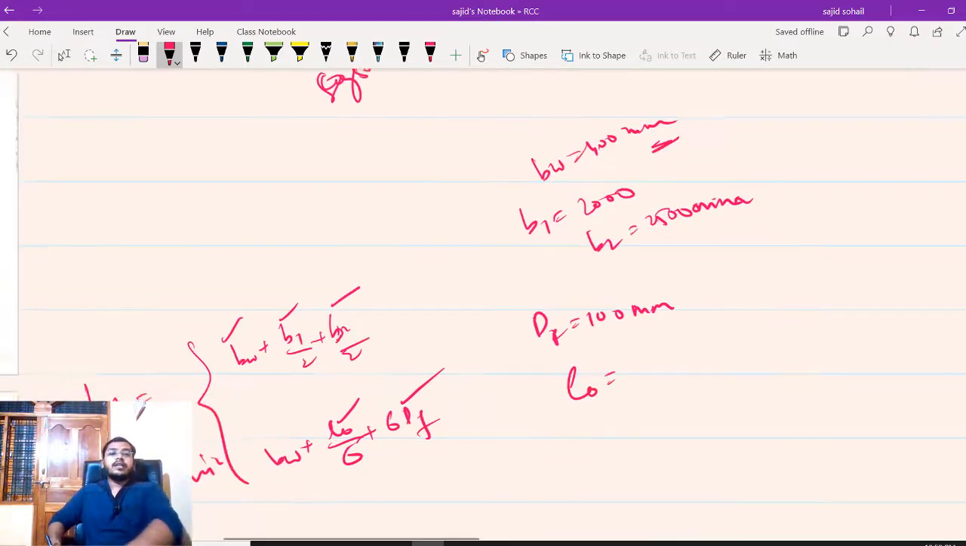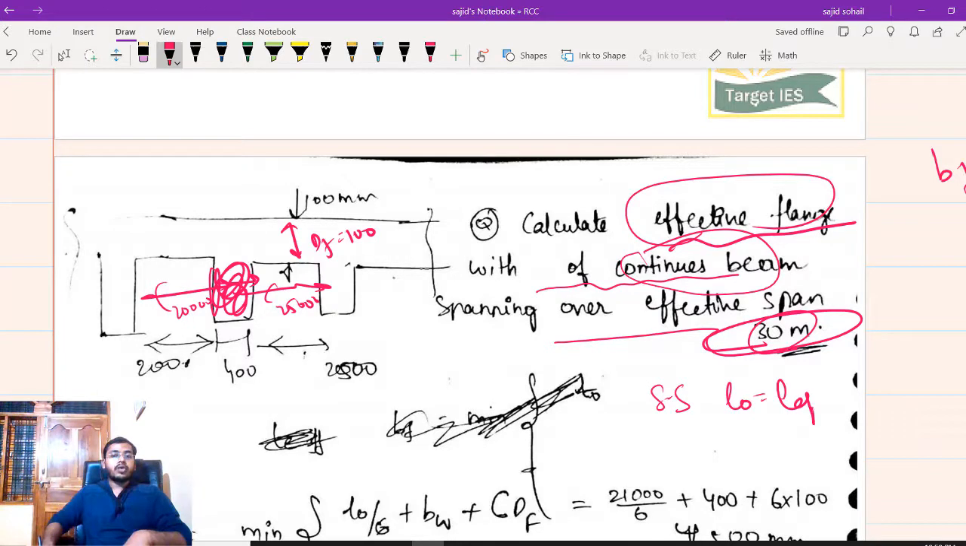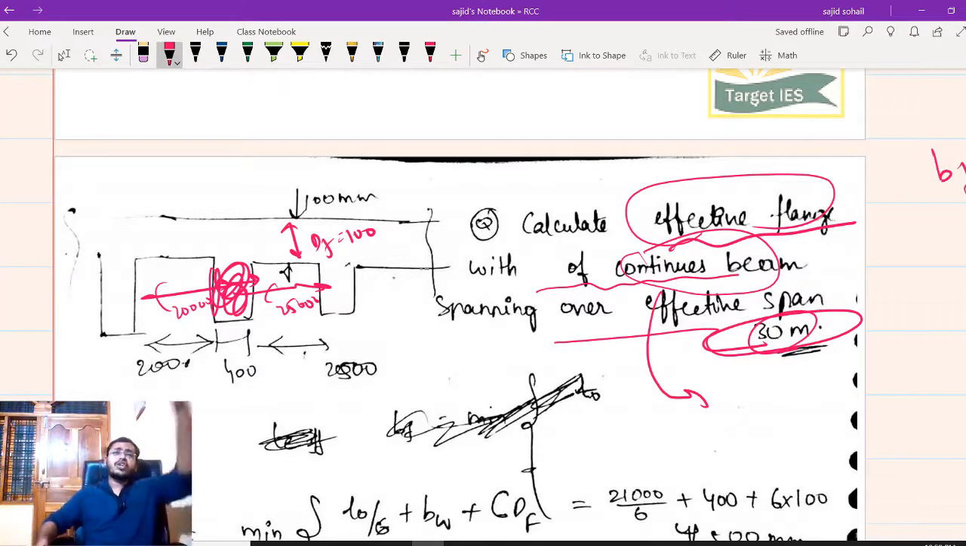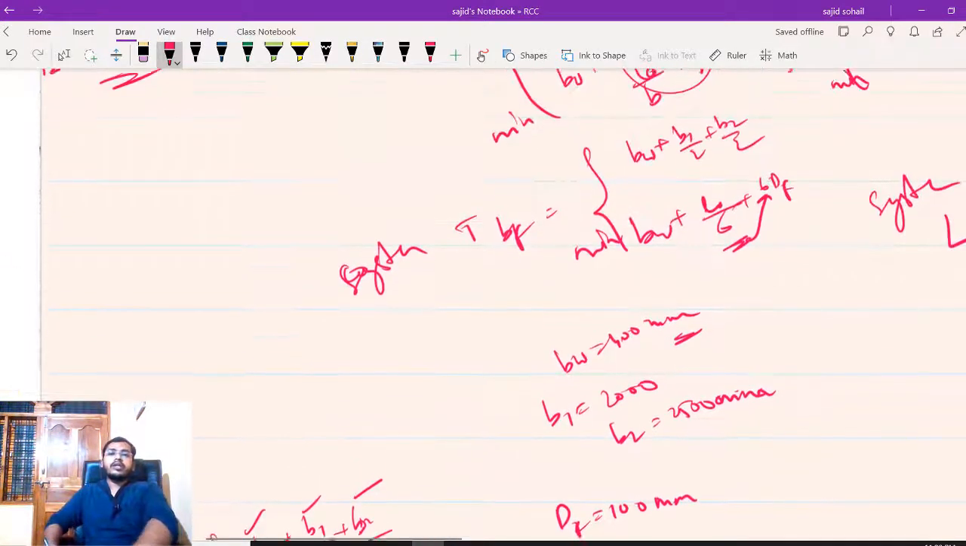We need L naught. Let us be very clear: it is not 30 meters. This is the mistake students make. He said it is a continuous beam spanning over 30 meters. If he had said it is a simply supported beam spanning over 30 meters, then L naught would be equal to L effective, which is 30 meters. But for a continuous beam, you need not calculate the points of contraflexure by drawing the BMD; just use 0.7 into your L effective. So 0.7 into 30 meters will be 21 meters.